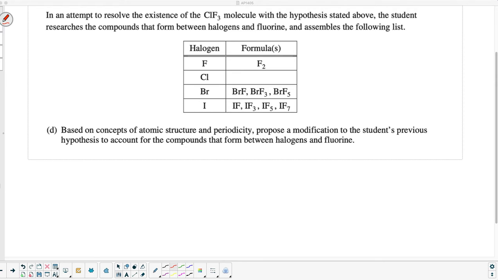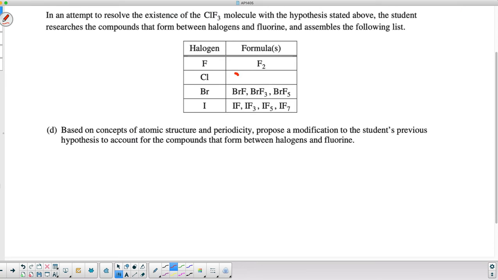So let's see if we can handle this last problem. Based on concepts of atomic structure and periodicity, propose a modification to the student's previous hypothesis to account for the compounds that form between halogens and fluorine. So what is his hypothesis? His hypothesis was clearly that there was only one, and it was a ClF, and that was it.